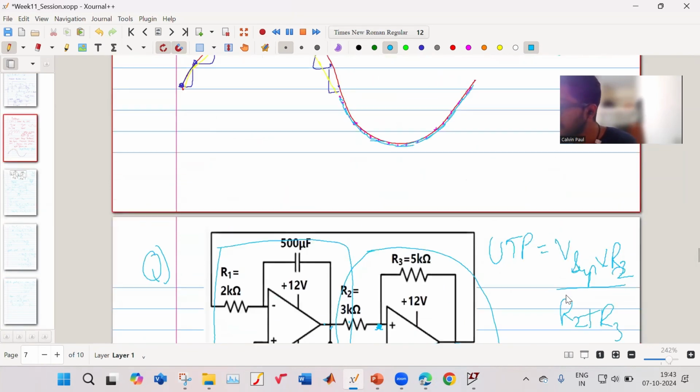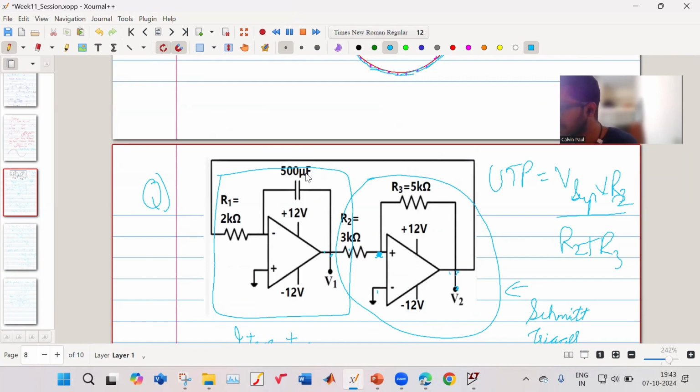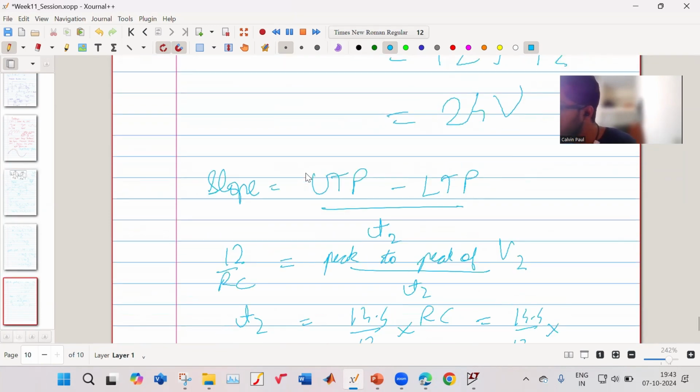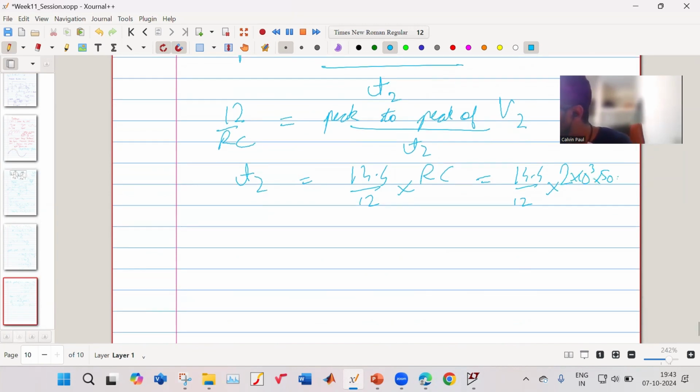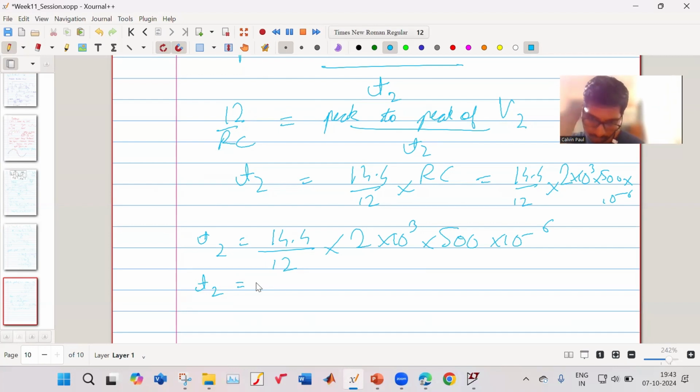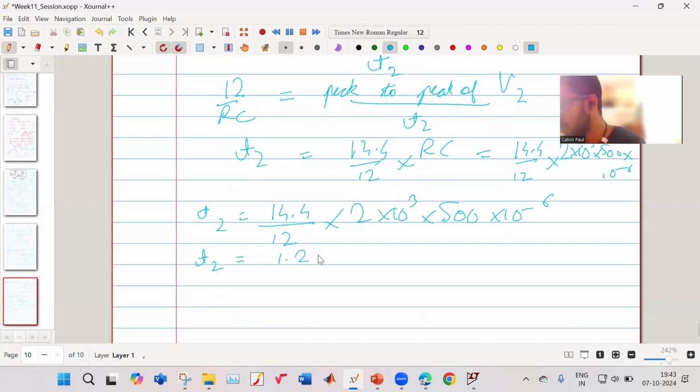What is your R? Your R is 2K, your C is 500 microfarad. So your T2 actually is 14.4 upon 12 into 2 into 10 to the power 3 into 500 into 10 to the power minus 6. So how much is this? 1.2. Okay. So your time period is equal to T1 plus T2. Since T1 is equal to T2, so it is equal to 2 into T2. So your time period is 2.4 seconds. Okay.